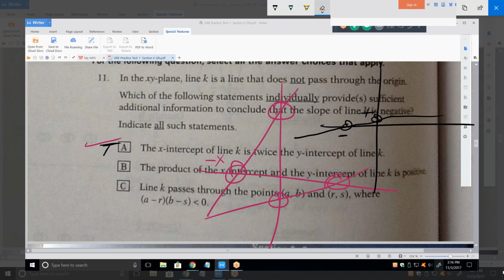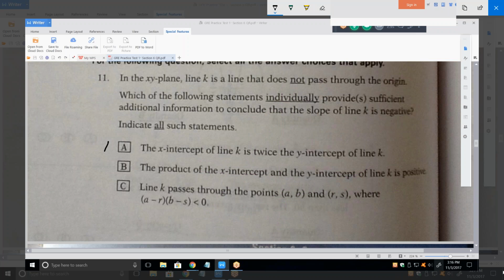And quite frankly, that's the only way I know how to do this problem. I don't know how to do it algebraically. I only know how to do it by drawing lines. Okay, let's look at B.